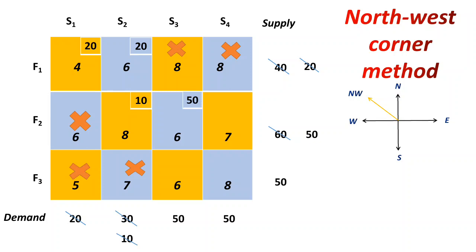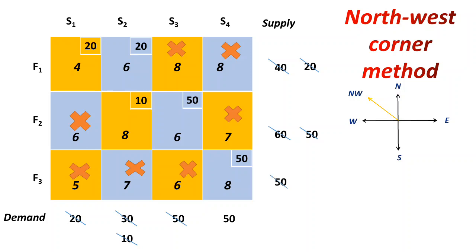Now move towards the next northwest corner, and here it is cost value 6. So we allocate 50 because here both demand and supply value is 50. So there is no demand left at store 3, and factory 2 supply is also complete, so we cut the remaining two values here. Now there is only one block left, the most southeast corner in this matrix, and here we fill the remaining 50, and now we have allocated all the values.